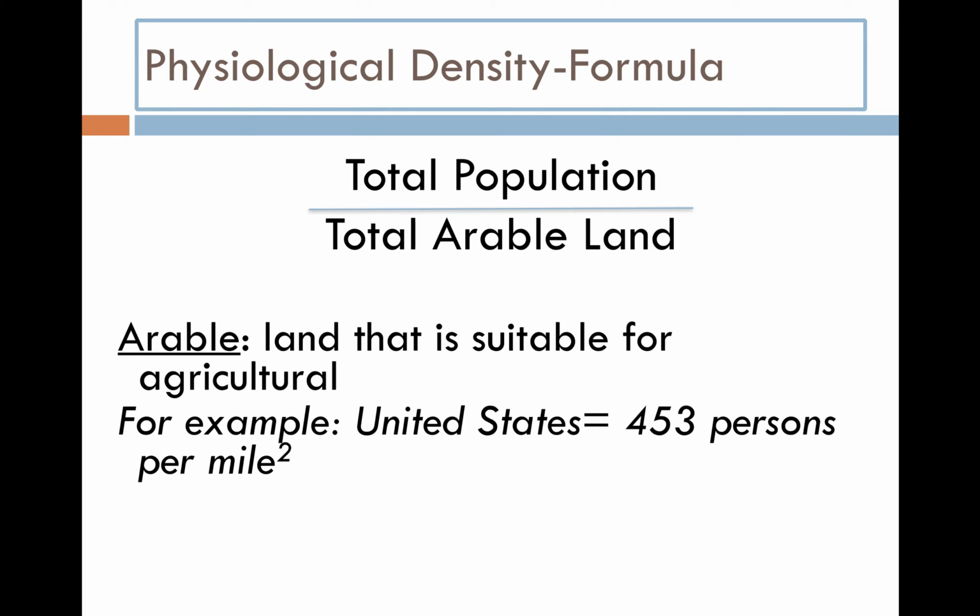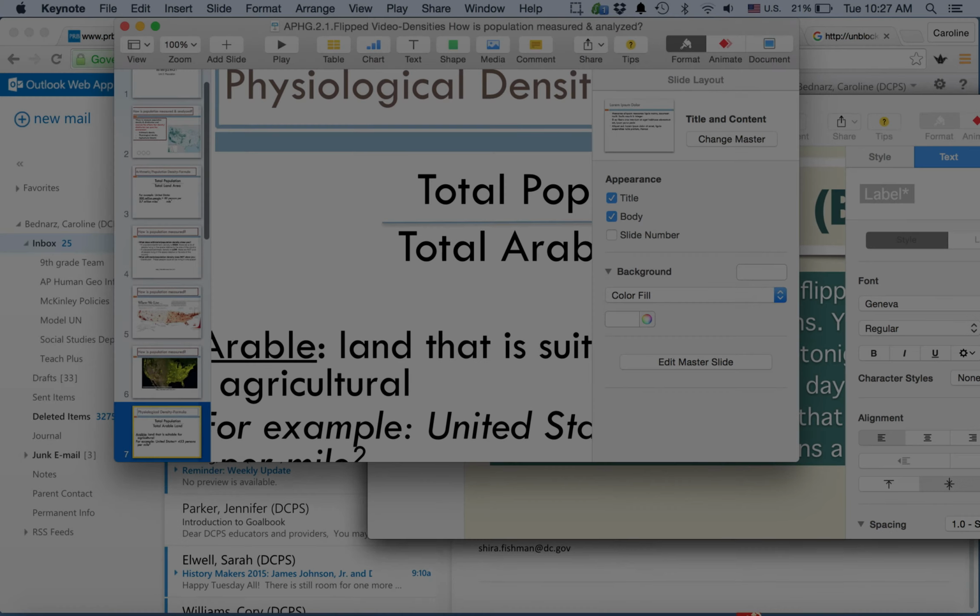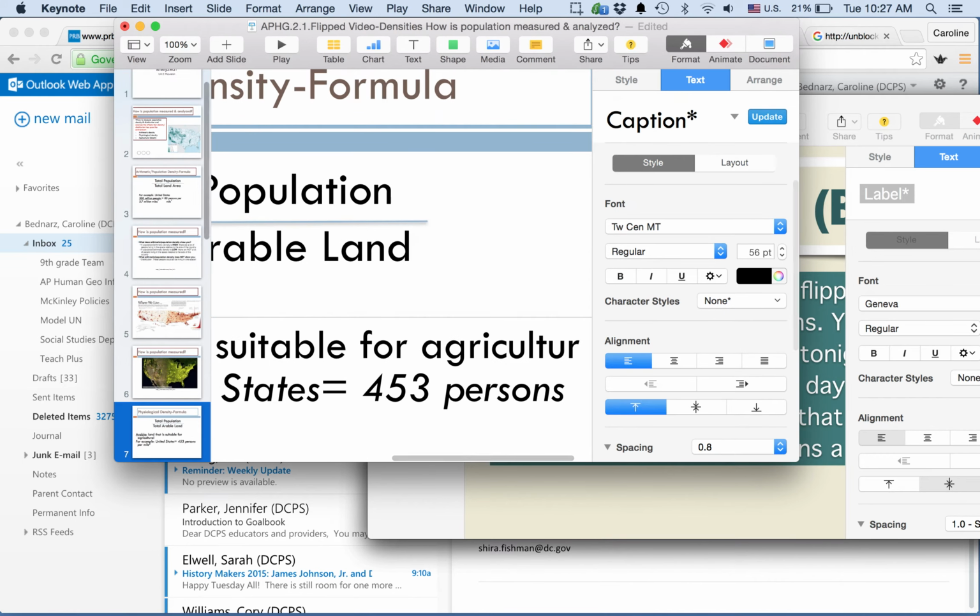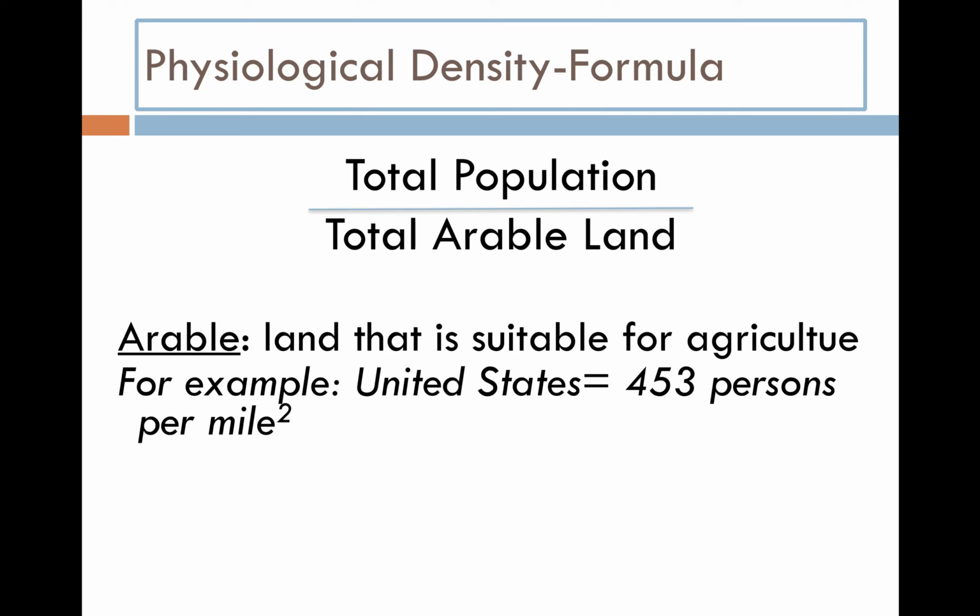That's called physiological density. We calculate physiological density. You can put the formula on the left-hand side: physiological density formula on the left. Total number of people divided by the total arable land. Arable is the term that's used to describe land that is suitable for agriculture. We should say agriculture, not agricultural. For example, in the United States, our agricultural density would be 453 persons per square mile.